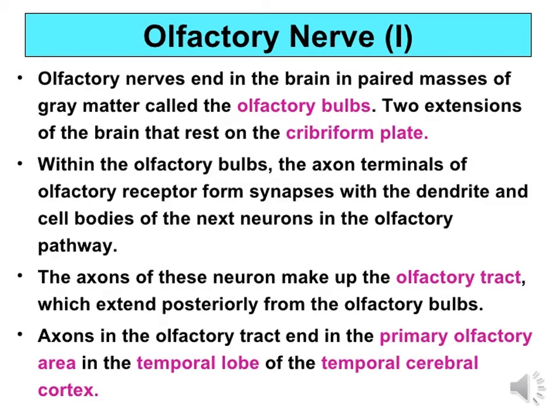The olfactory nerve ends in the brain in paired masses of gray matter called olfactory bulbs, two extensions of the brain that rest on the cribriform plate. Within the olfactory bulb, the axon terminals of the olfactory receptors form synapses with the dendrites and cell bodies of the next neuron in the olfactory pathway. The axons of this neuron make up the olfactory tract, which extends posteriorly from the olfactory bulbs. Axons in the olfactory tract reach the primary olfactory area in the temporal lobe of the cerebral cortex.